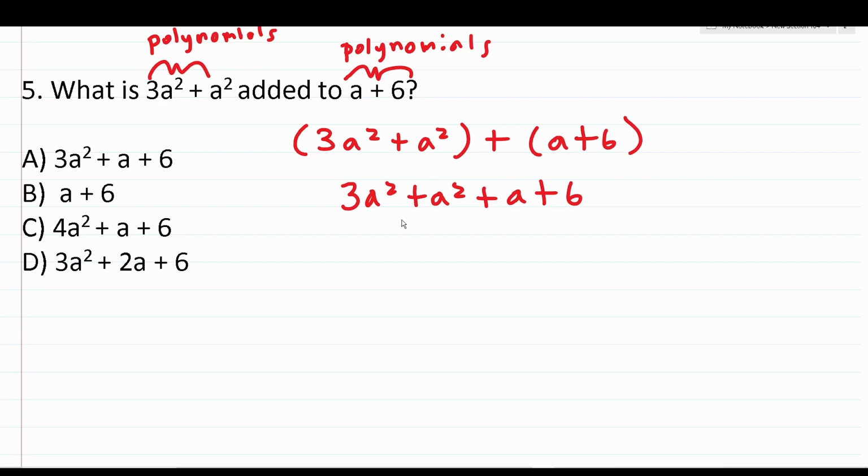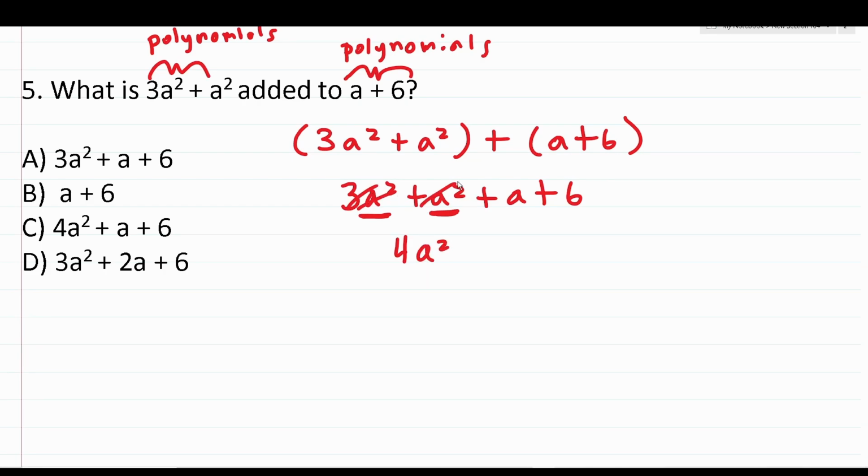like terms. What are like terms? Like terms have the same letter variables raised to the same power. So for a squared, we have the letter variable a raised to the second power. Its corresponding like term is right here. It's a raised to the second power. 3a squared plus a squared is 4a squared.